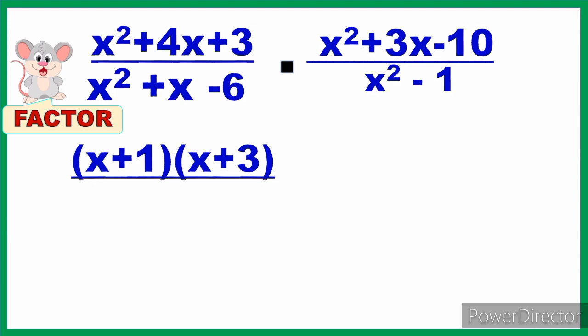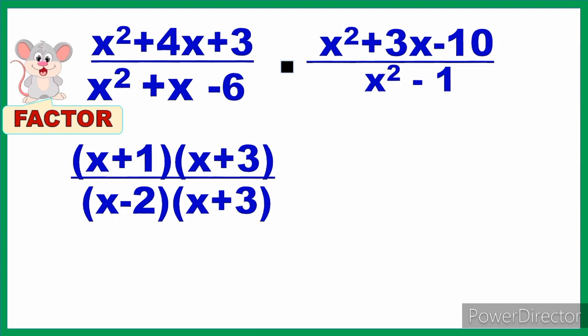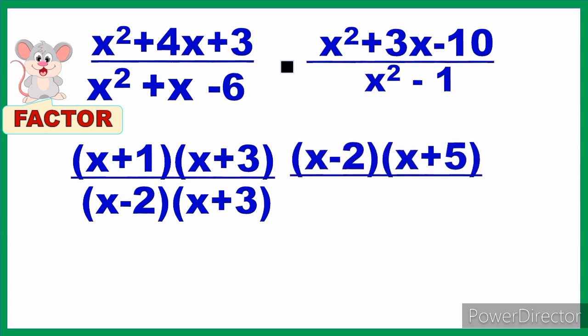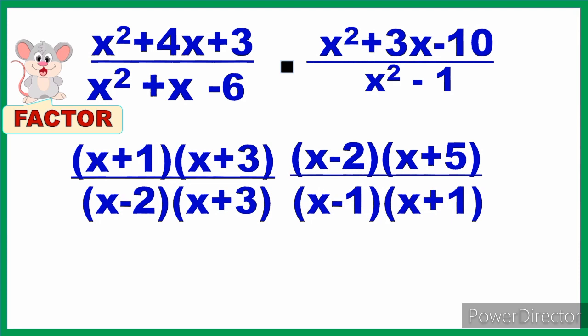The factor of x squared plus 4x plus 3 is x plus 1 times x plus 3. The factor of x squared plus x minus 6 is x minus 2 times x plus 3. And the factor of x squared plus 3x minus 10 is x minus 2 times x plus 5. And the factor of x squared minus 1 is x minus 1 times x plus 1. Okay, and then we simplify. To simplify, we're going to cancel out the common to numerator and denominator.